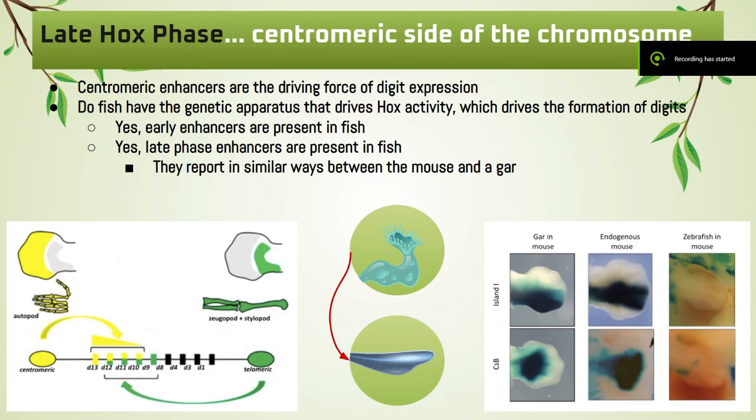We know that the late Hox phase, which is on the centromeric side of the chromosome, is the driving force of digit expression. So the question is, do fish have the genetic apparatus that drives Hox activity, which drives the formation of digits? Well, first, yes. Yes, early enhancers are present in fish, so it's those first 2 segments of the arm. The picture on the bottom left in green shows those 2 segments of development, which are on the telomeric side of the chromosome.